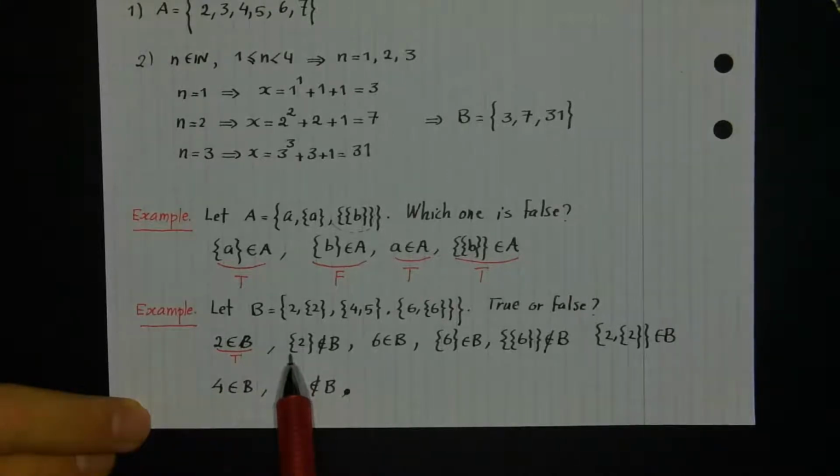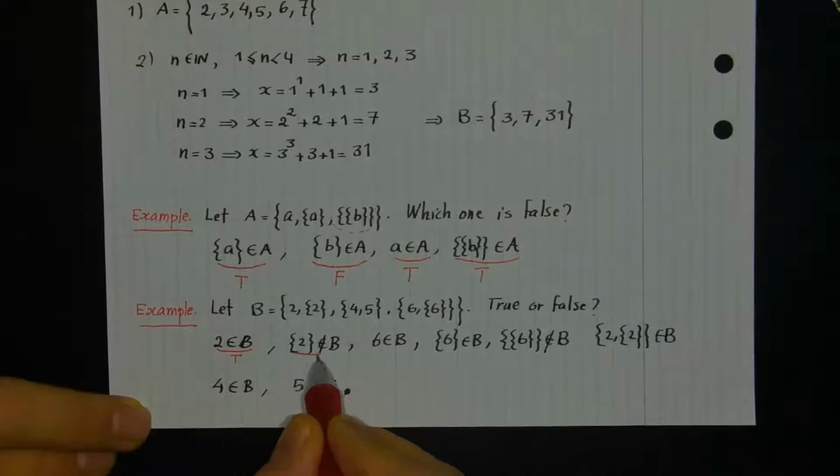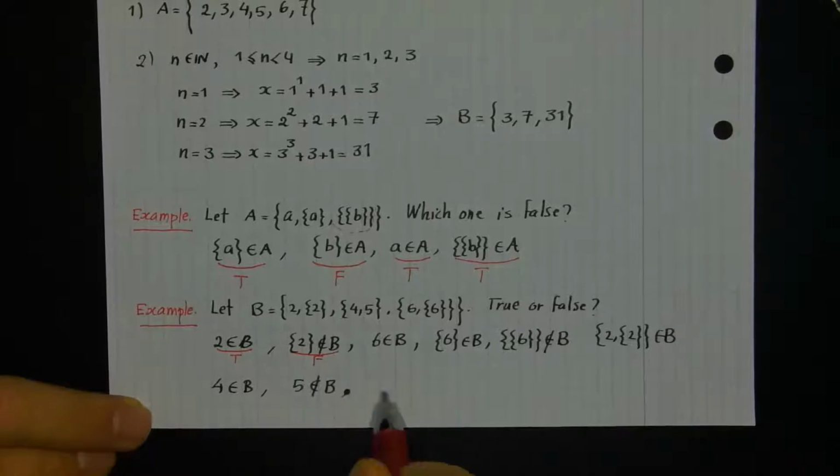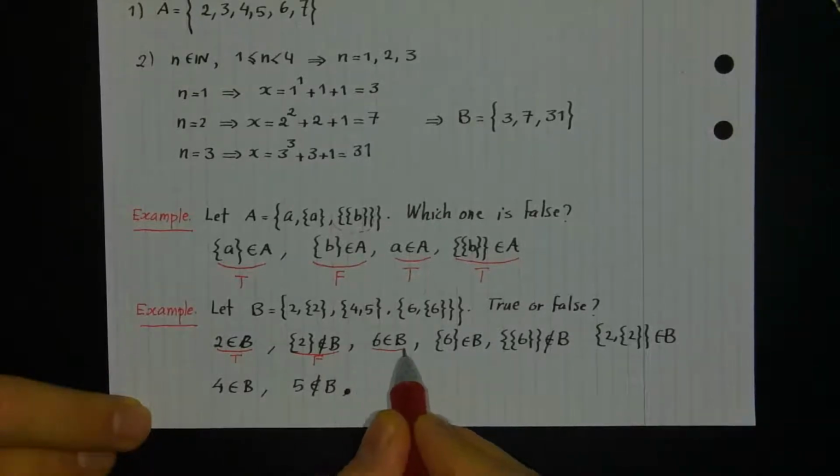This tells you that the curly brackets, 2 curly brackets closed, is not in B. So do you think this is true or false? It is false, yes? Because this claims that curly brackets 2 does not belong to B, but this is a false statement because it belongs to B. So this is a false statement. Okay, the next one is false.